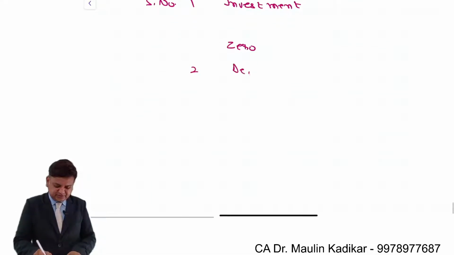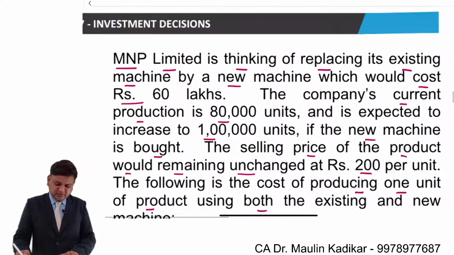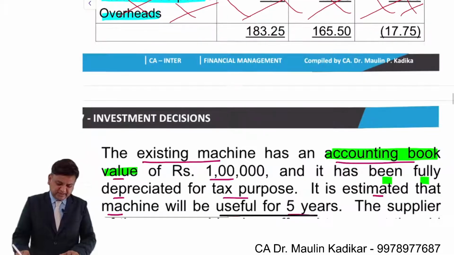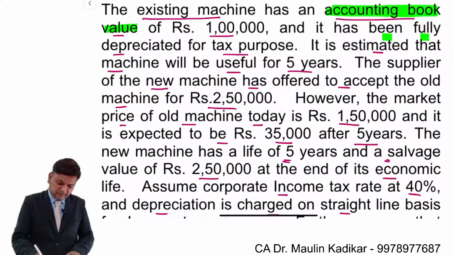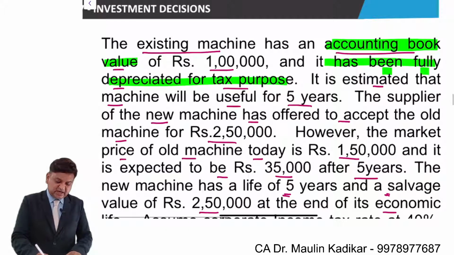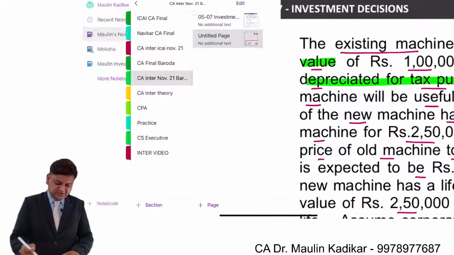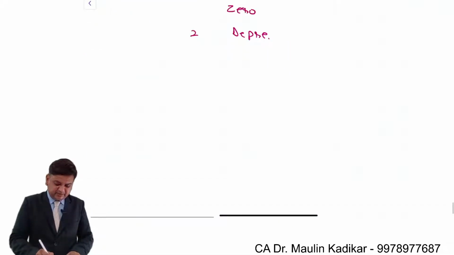Step number two, depreciation. Importantly friends, the question provides the information that it has been fully depreciated for income tax purposes. The accounting book value is irrelevant. We are concerned with the income tax book value, which is zero. So of course you cannot claim depreciation. So step number two, depreciation is zero.